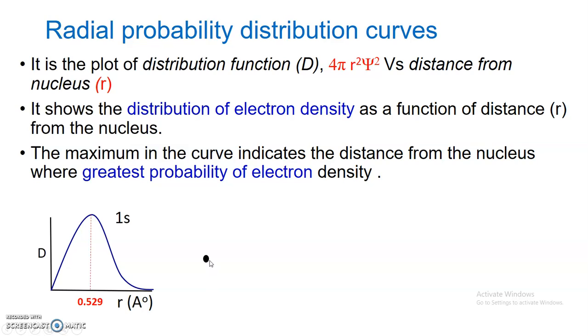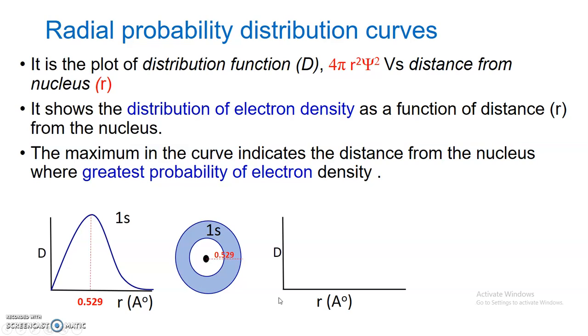Now consider the nucleus. This is the nucleus, and this is the 1s orbital. You know, electrons are revolving around the nucleus, and this is the 1s orbital electronic cloud, which is spherically symmetrical, and there is a maximum probability of finding an electron at 0.529 angstrom, and this is the radius of 1s orbital.